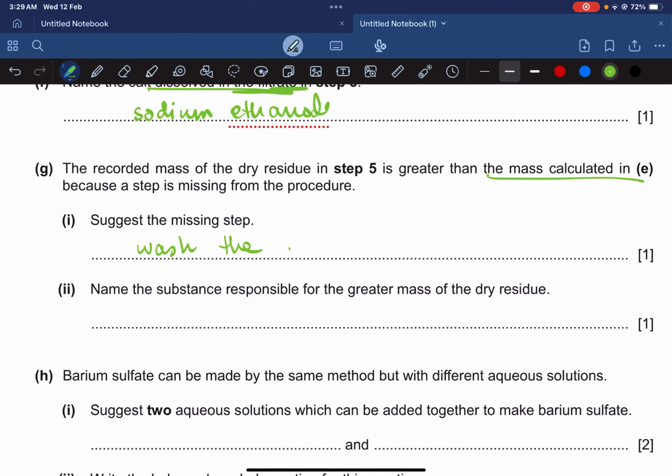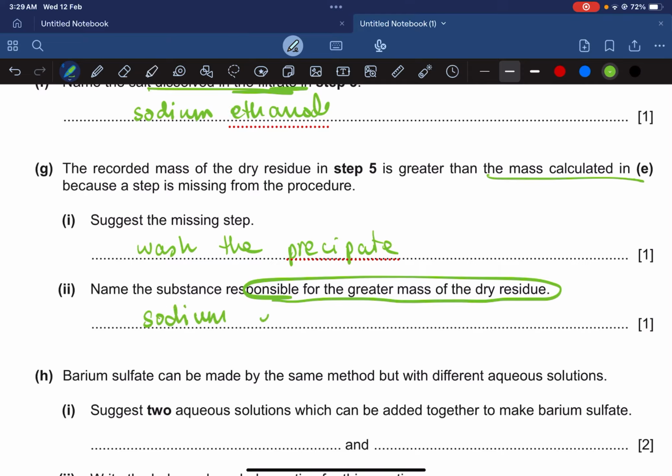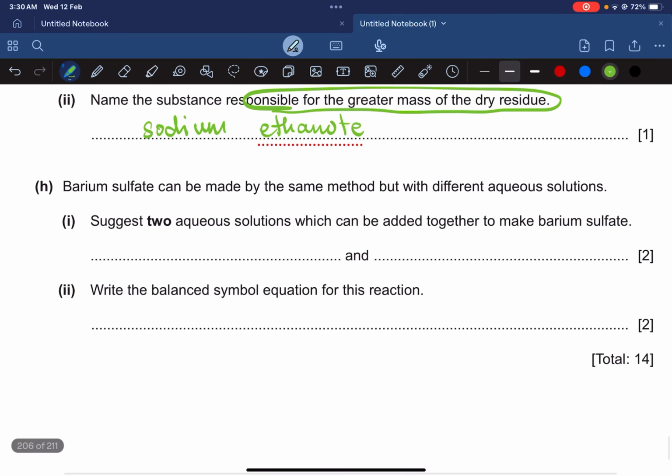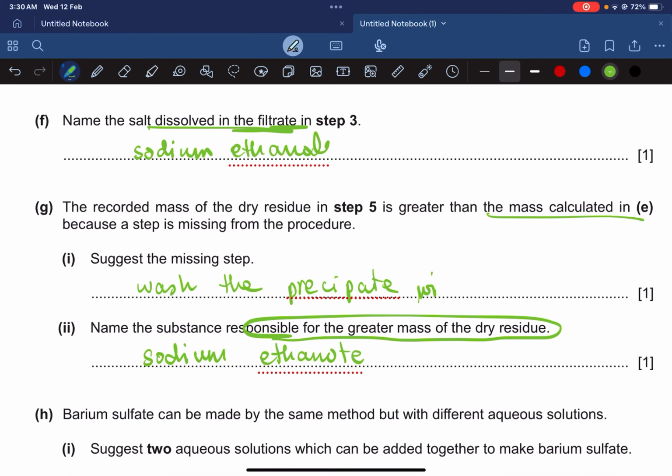Okay, the next is name a substance that is responsible for the greater mass of the dry residue. What is responsible? Sodium ethanoate. Why? Because sodium ethanoate is on the precipitate. If you don't wash it, you cannot remove sodium ethanoate. That's why you wash it with distilled water. Okay, wash the precipitate with distilled water.